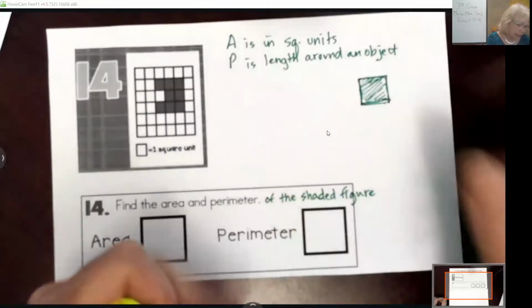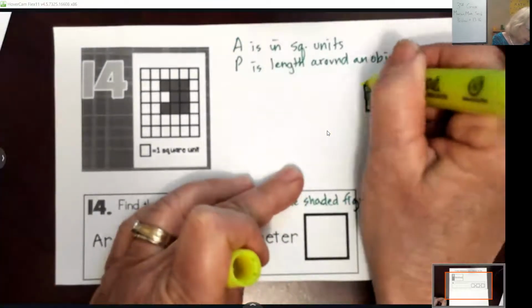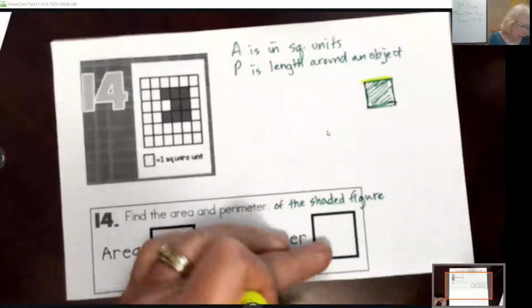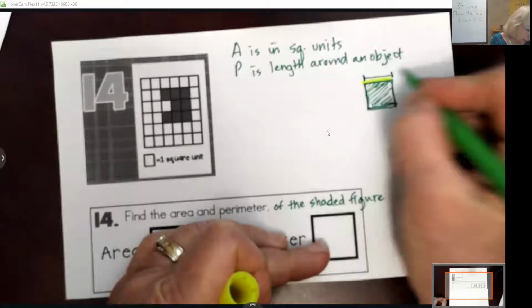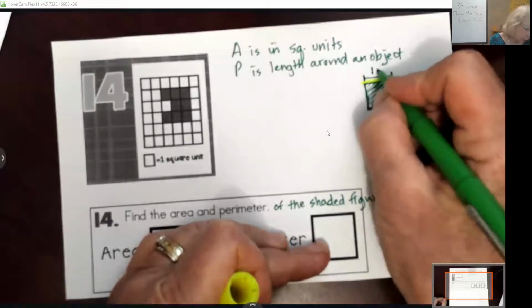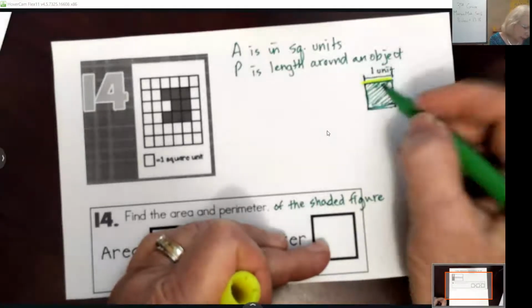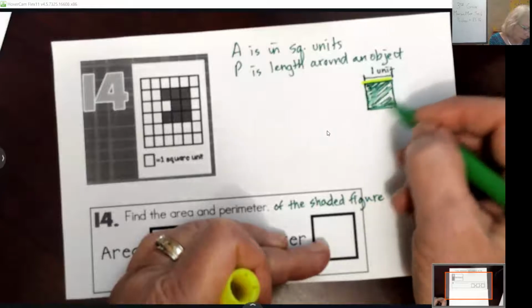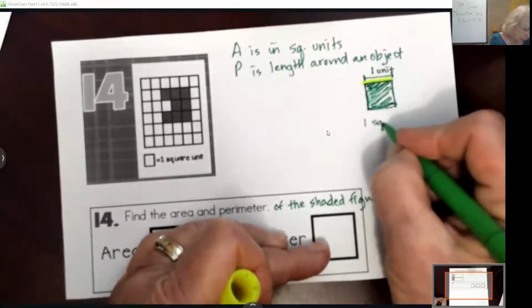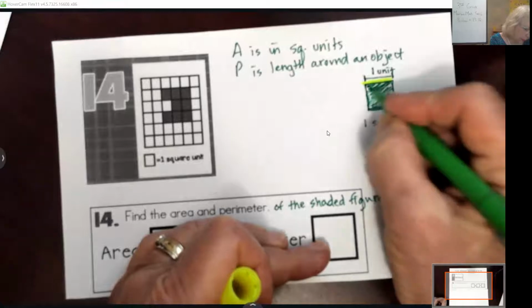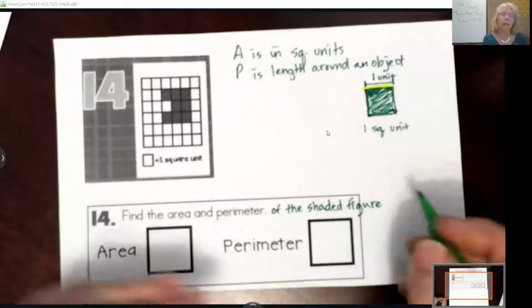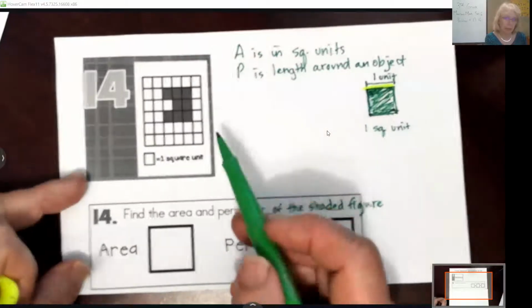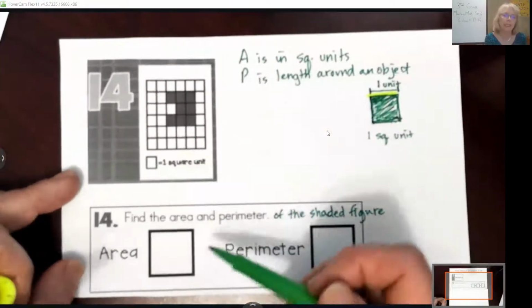In length, 1 unit is just the length of the side of this square. So this is 1 unit. Overall, this is 1 square unit when we count everything all together in the middle. Okay? So in this kind of area and perimeter problem, we actually use the picture to count.